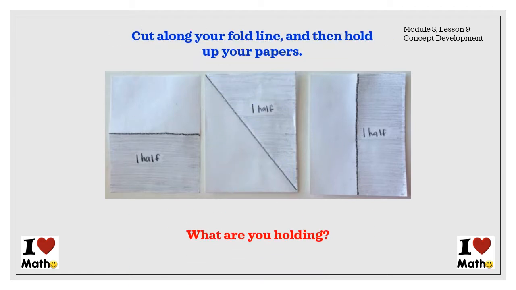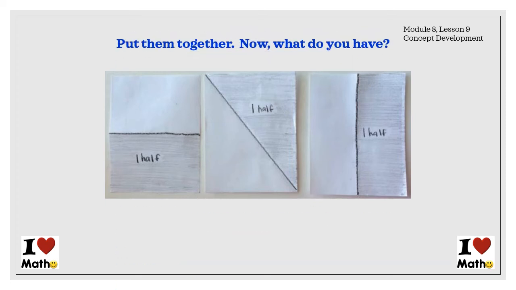Next, I want you to take your scissors and cut along your folded line, and then hold up your papers. How many pieces of paper are you holding up? 2. You are holding up 2 halves of your rectangle. Put them back together now. Now what do you have? Now we have 1 whole. So when we cut them apart, they are showing 2 halves. When we put them back together, it is now 1 whole.